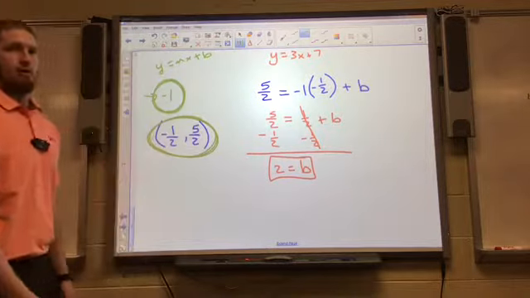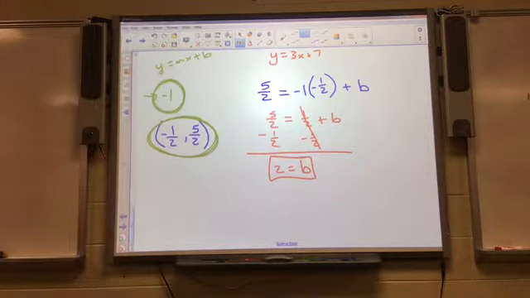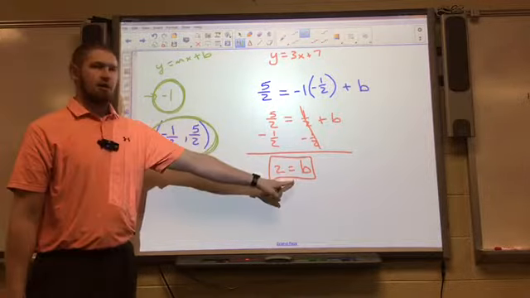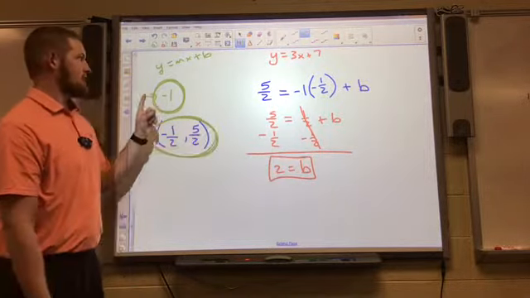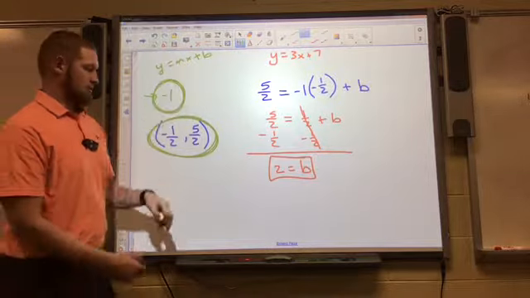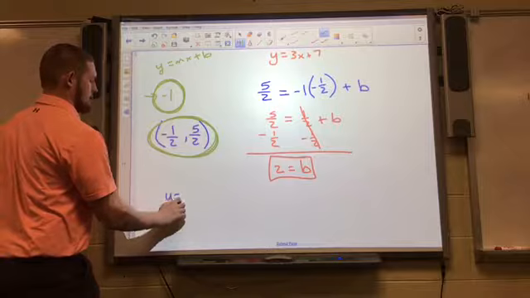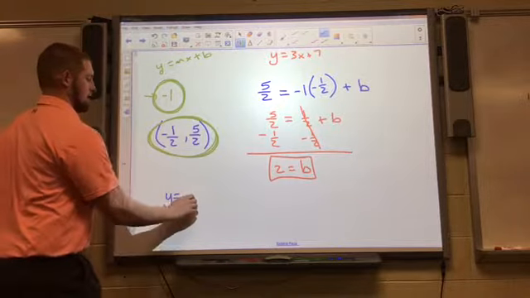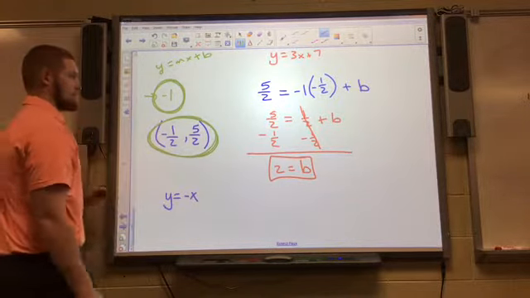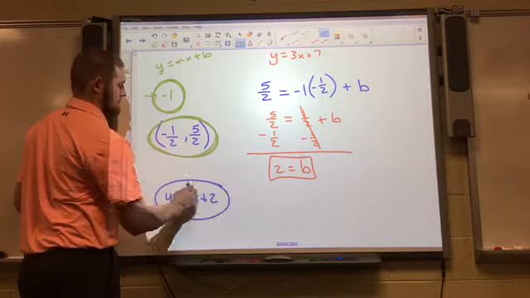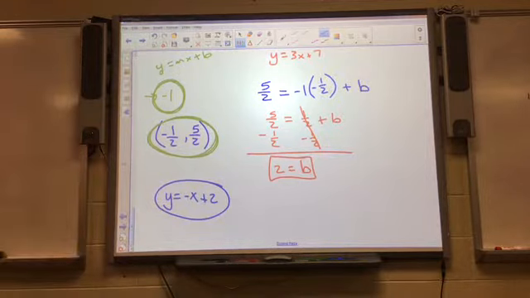Again, there's a lot of stuff going on in these problems. So I have my slope. I have my y-intercept. Is that enough to write the equation of a line? Yes. So the equation of my line is y equals negative x, or negative 1x, whatever you want to put, plus 2. Okay. Again, a lot of stuff going on there. Just understand why you need those.